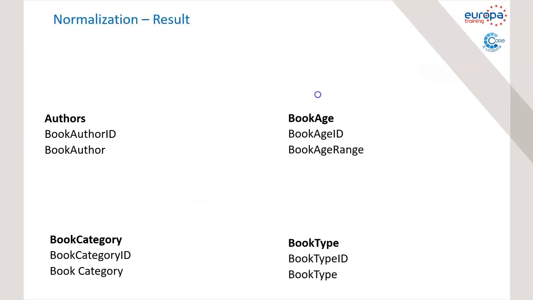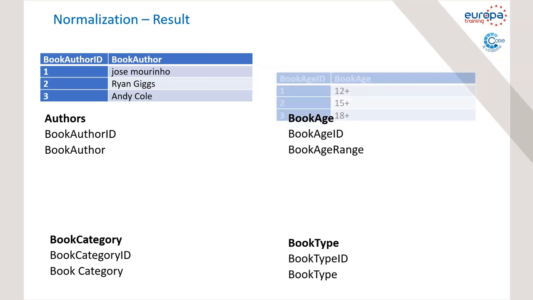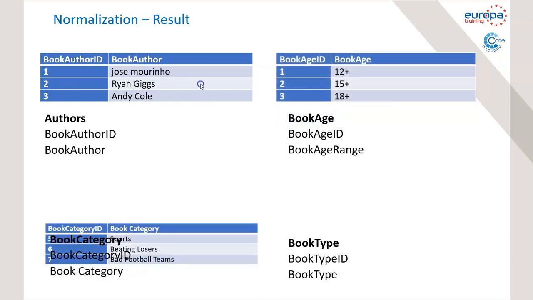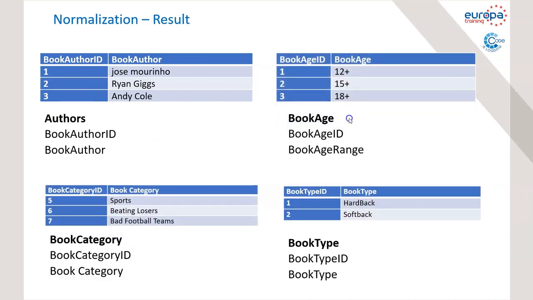And then this is what it looks like for the other tables with the data and with the actual database design. This is the data record, this is the structure. Table author, table book age, book category, book type. So if you add more types or book ages, the structure stays the same. It links back to the original record.